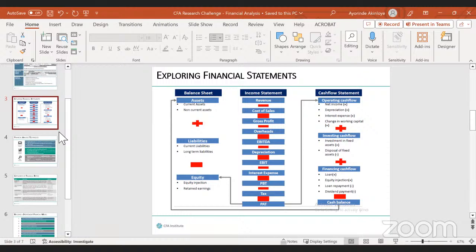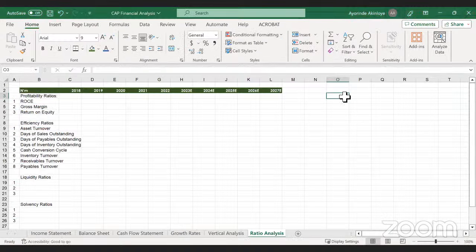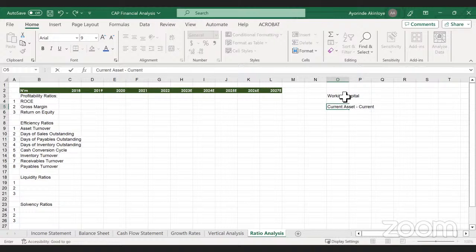Now, let me explain it. Let's go back to our Excel. There's something called working capital. You might not have heard of that before this class. Working capital is basically current assets minus current liability. That's working capital, current assets minus current liability, right?